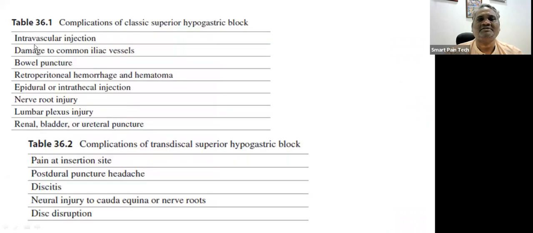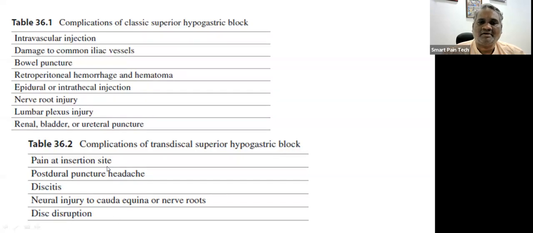Okay, and these are the complications. Nerve root injury is a complication which I have encountered during my practice whenever I enter the needle through that particular area. Intravascular injection is another complication which I have encountered. Bowel puncture I have never encountered. With one simple 22 gauge needle, bowel puncture is not a big deal.